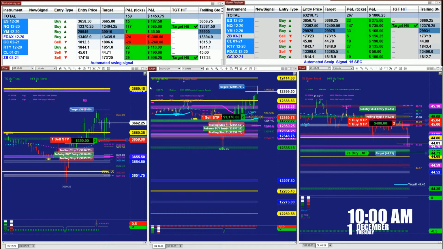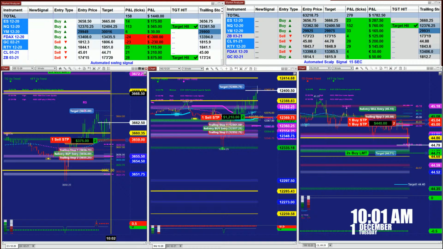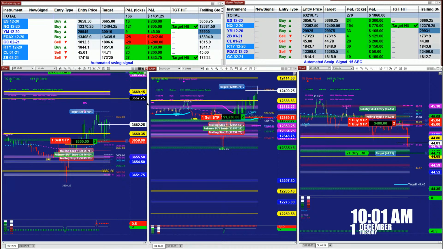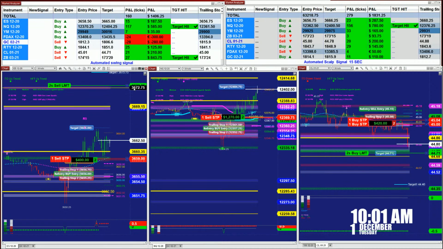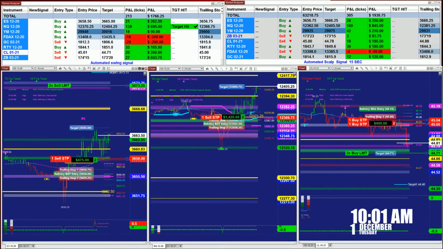We need to just first examine what's going on in the market. I don't see any short trades in this market on the ES, NASDAQ. And most likely today, before 12 o'clock, our target is 3668.50, followed by 3672. So those are the keys for today on the ES.